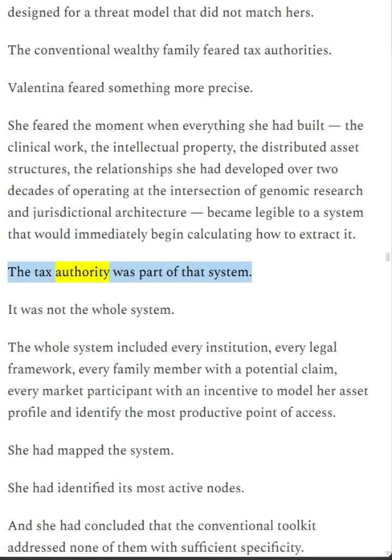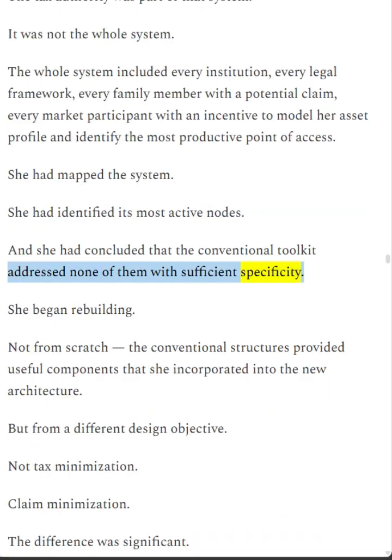The tax authority was part of that system. It was not the whole system. The whole system included every institution, every legal framework, every family member with a potential claim, every market participant with an incentive to model her asset profile and identify the most productive point of access. She had mapped the system. She had identified its most active nodes. And she had concluded that the conventional toolkit addressed none of them with sufficient specificity.